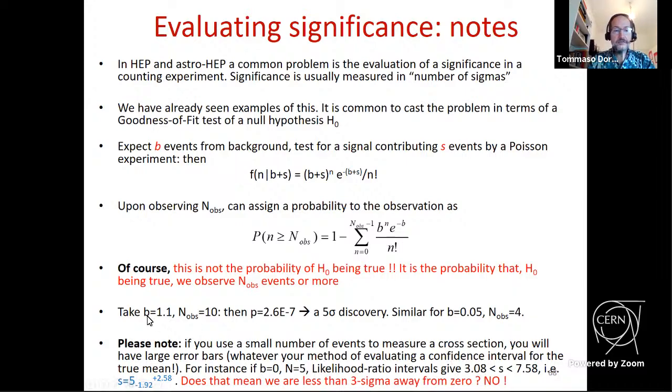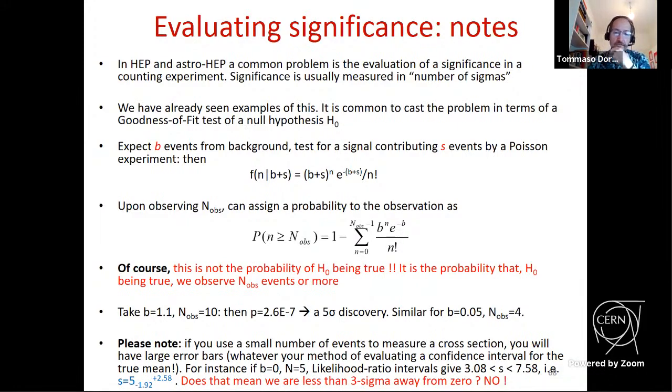A numerical example: take b equal 1.1, 10 observed events, then the tail probability is 2.6 times 10 to the minus 7, which is exactly 5 sigma. A similar situation for getting 5 sigma is if your background is expected to be 0.05 and you observe 4 events. 4 events are enough for a 5 sigma claim if the background is almost null, okay? If the background is null, observing 1 event is an infinite number of sigmas because no fluctuation of the background will produce 1 event, all right?